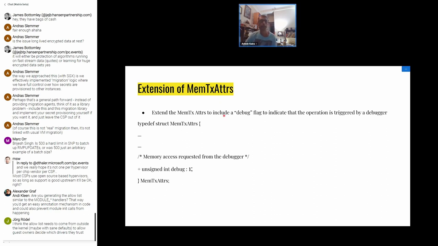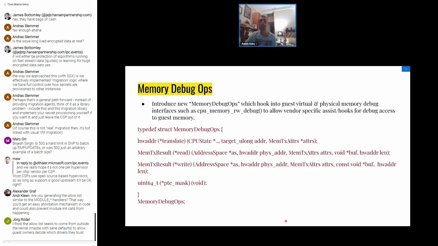These are very implementation-specific notes on the QEMU side about things which have been done as part of the patches. The MemTxAttrs structure has a new bit field added to indicate that this memory access is from a debugger. This is the basic first patch. Then on the very top-level interface, you have something like cpu_memory_rw_debug, which is the main interface function called whenever there is a guest virtual memory access from the QEMU side.